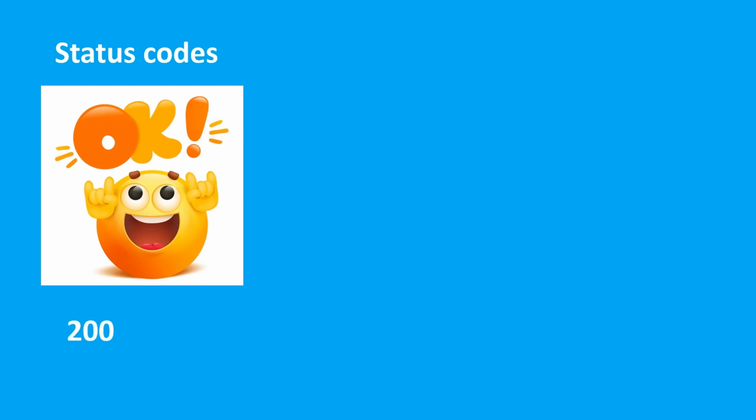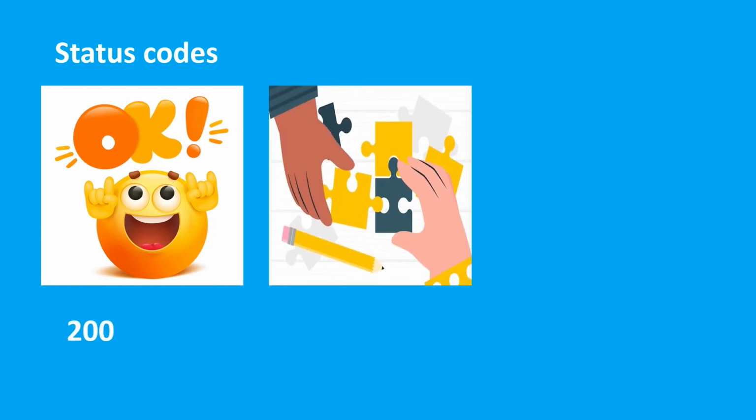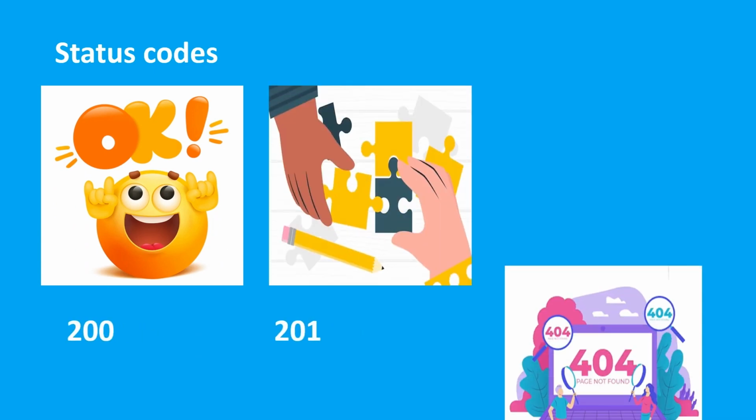The response will be in the form of status codes. Status code means the outcome of the request. Most of the time we may encounter the following status codes. Say 200, it is OK. 201, it is created. 404, not found.